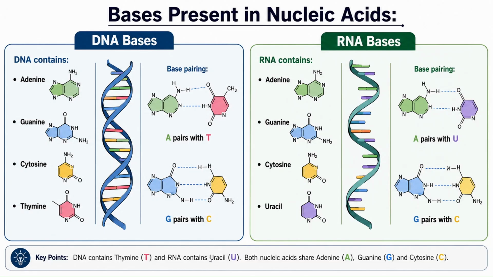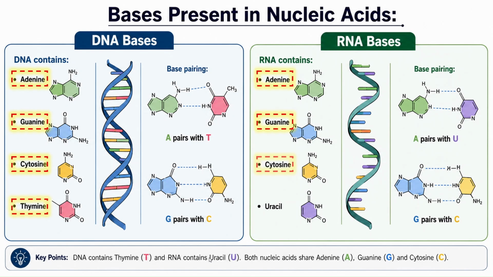Let us first understand the bases present in the nucleic acids. DNA contains 4 nitrogenous bases: adenine, guanine, cytosine, and thymine. RNA also contains adenine, guanine, and cytosine, but instead of thymine, you have uracil. Remember the important base pairing rules.